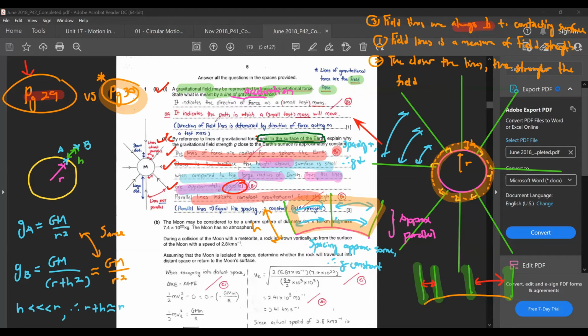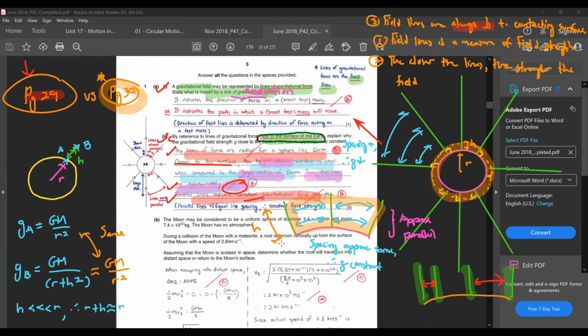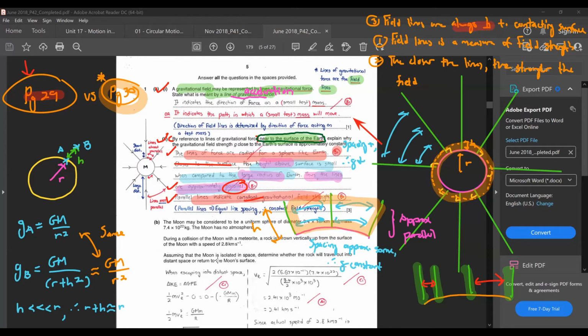Sorry, not just these 2 points. These 2 points plus the last point: parallel lines indicate constant gravitational field strength. This will be the 3 points that you need to write. Okay, so that one should be okay. All right. Okay, so let me just clear off everything from here.